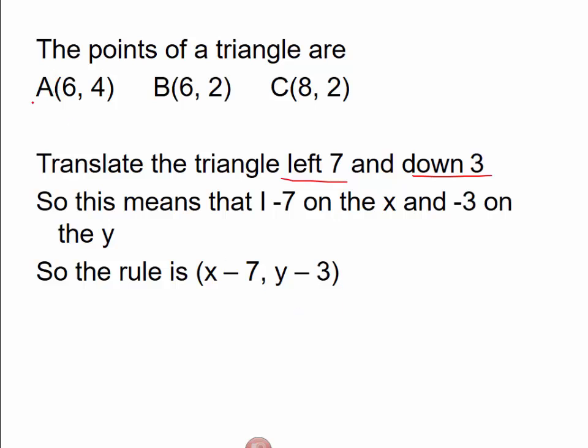So let me show you, what would my new A become? Well, what's 6 minus 7? Negative 1. What's 4 minus 3? 1. And we call it A prime. What would my B become? Well, 6 minus 7 is negative 1. 2 minus 3 is negative 1. And what would my C become? 8 minus 7 is 1. 2 minus 3 is negative 1. So you actually don't have to graph anything as long as you know your rules, which will save you in the long run.